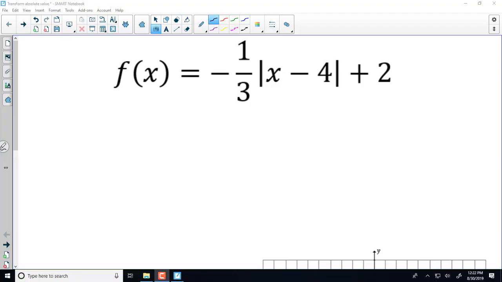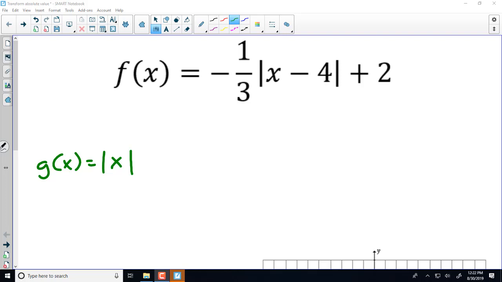We're going to transform the absolute value graph. I know that because I see the absolute value bars in that transformed function right there. Normally we love transforming the absolute value function because it's nice and straight. We don't have to worry about drawing any curves. So I took the liberty of making this one a little bit more difficult by dropping that nasty looking fraction of -1/3 in front.